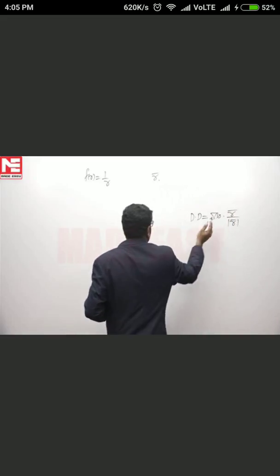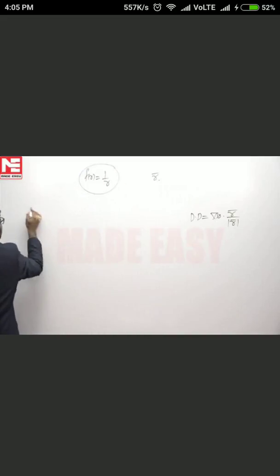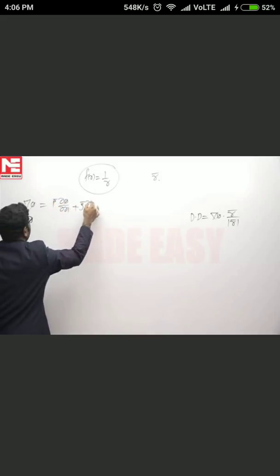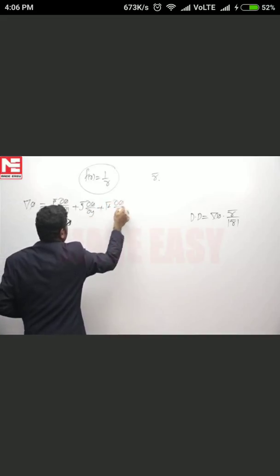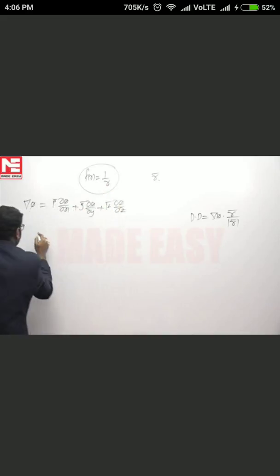Now, first we have to find grad phi. This is our function. Now, del phi is i bar del phi by del x plus j bar del phi by del y plus k bar del phi by del z. Now we are going to differentiate this with respect to x, next y, next z. Now, i bar.